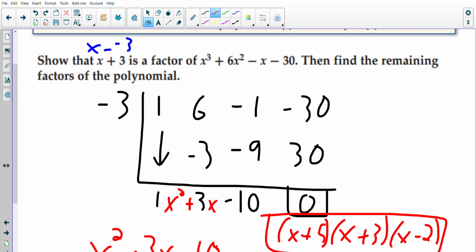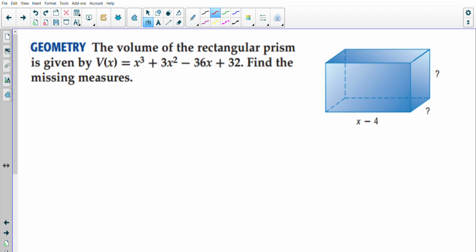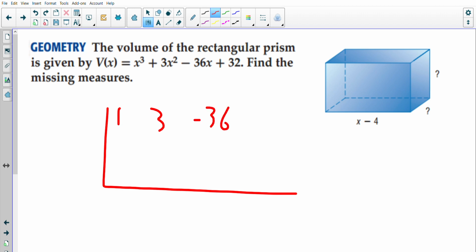Okay, so the volume of the rectangular prism is given by v of x equals x cubed plus 3x squared minus 36x plus 32. Find the missing measure. So they give us 1. So we know one of them, okay? Because this is the volume, and volume of a prism is base times height times width, okay? So I'm going to take this polynomial and go and use synthetic division. So I have 1, 3, negative 36, and 32. So if x minus 4 is a factor, we should end up with 0.